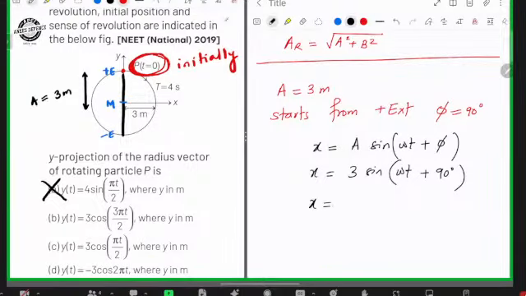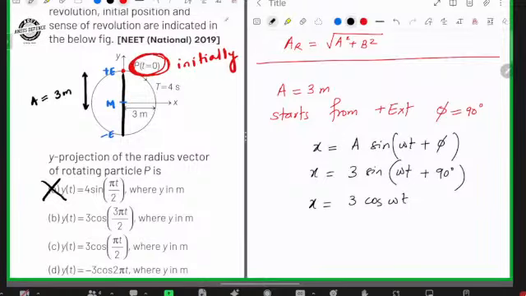So the value of x becomes 3 sine omega t plus 90 degree. Now sine 90 plus theta is what? Sine 90 plus theta is cos theta. So therefore 3 cos omega t is the answer. Now what is omega? Omega we have to substitute, because omega is a mystery.